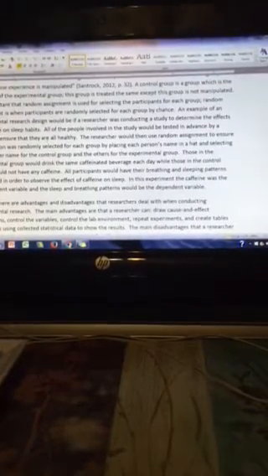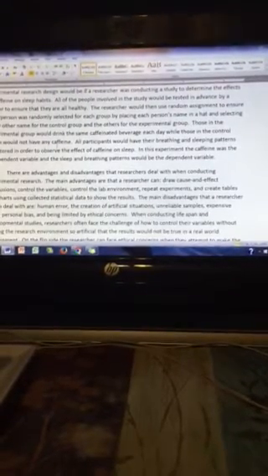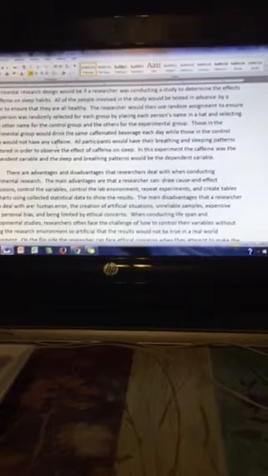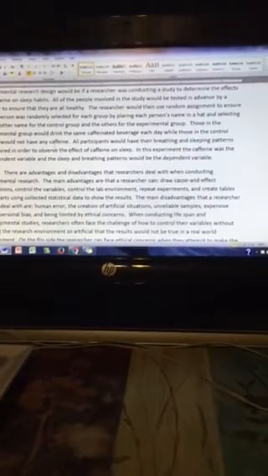An example of experimental research design would be if a researcher was conducting a study to determine the effects of caffeine on sleep habits. All of the people involved in the study would be tested in advance by a doctor to ensure they are all healthy. The researcher would then use random assignment to ensure each person was randomly selected for each group by placing each person's name in a hat and selecting every other name for the control group and the others for the experimental group.